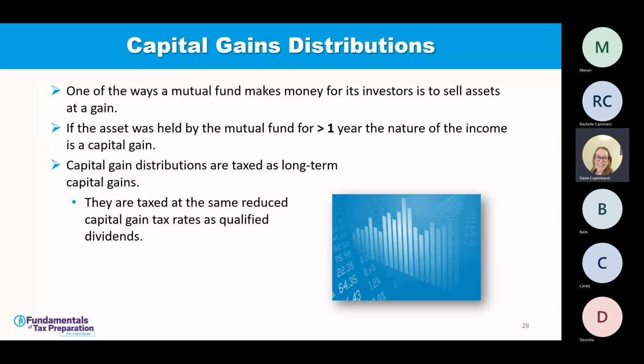Capital gain distributions. One way that a mutual fund makes money is for its investors to sell assets at a gain. So they're constantly trying to buy low and sell high. If the asset was held by the mutual fund for greater than 1 year, the nature of the income is a capital gain. Capital gain distributions are taxed at long-term capital gain rates, and that means they are taxed at the same reduced capital gain rates as qualified dividends. Again, you won't have to figure out if it's a capital gain distribution. That's going to be reported to you on the 1099 DIV.